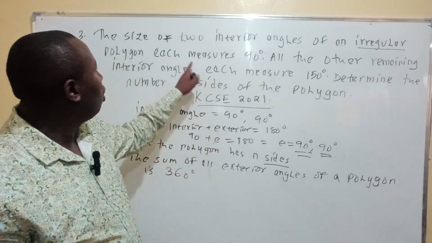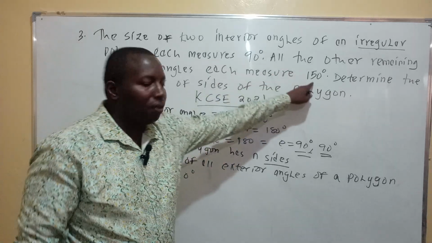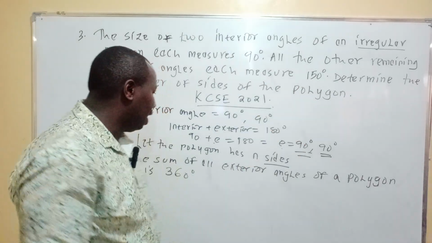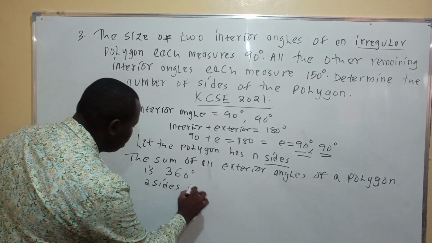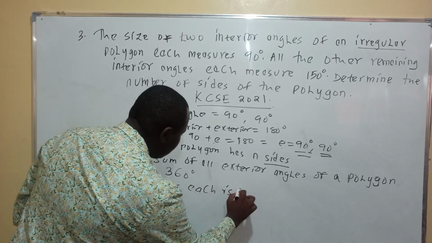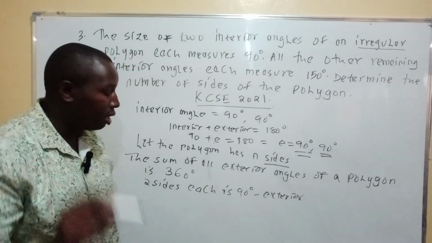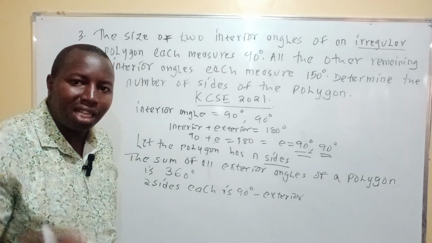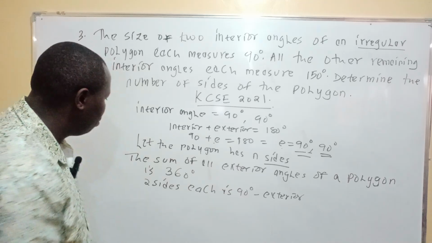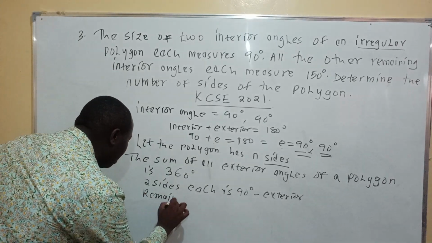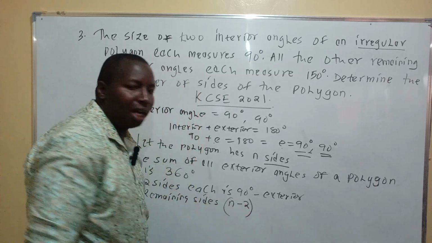We are told that all the other remaining interior angles each measure 150 degrees. So currently, how many sides are remaining? We already have two sides gone, each with an exterior angle of 90 degrees. The number of remaining sides is n minus 2.